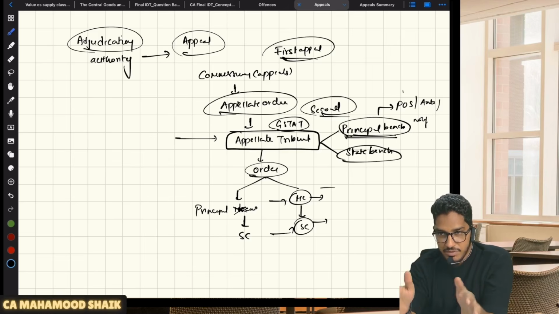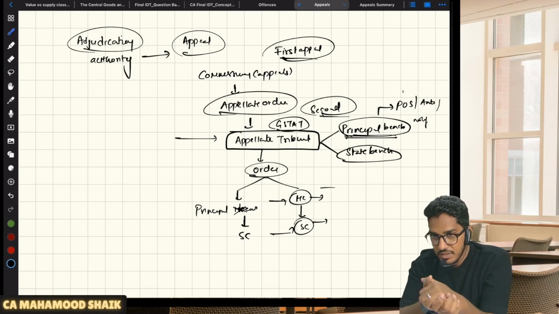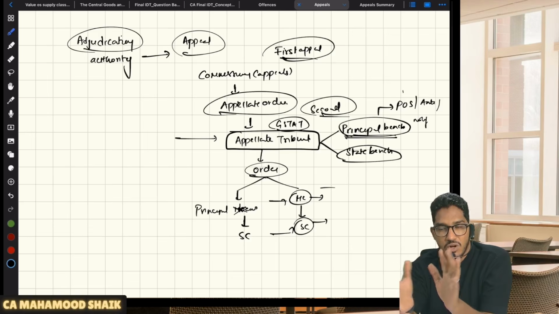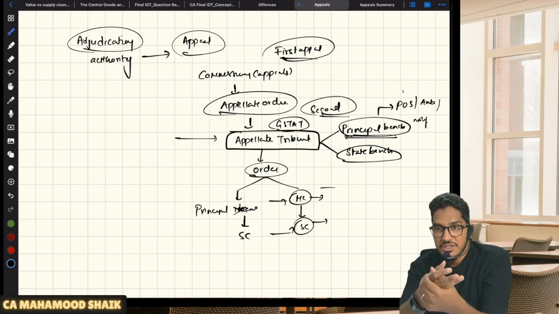Let us say one PO has passed an order, but the commissioner or some higher authority, for example, some superintendent has passed an order, some adjudicating order he has passed. Now the commissioner feels that this order might not be okay. Sir, if the order is not okay, he is your subordinate only, you can take action.